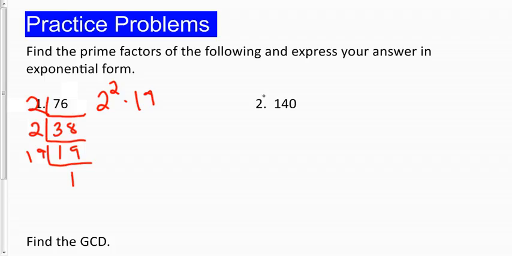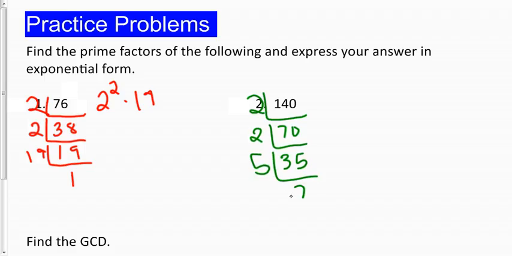You can look at 140 here. I know 2 is going to divide into 140 70 times. 2 will go into 70 35 times. And then 5 will go into 35 7 times. The only number except for 1 that goes into 7 is 7. And so my prime factors for 140 are 2 squared times 5 times 7.